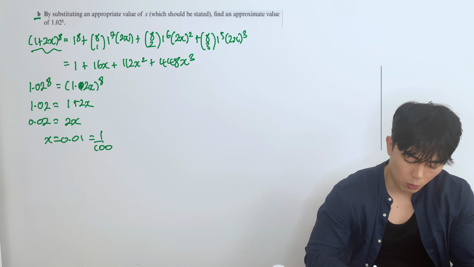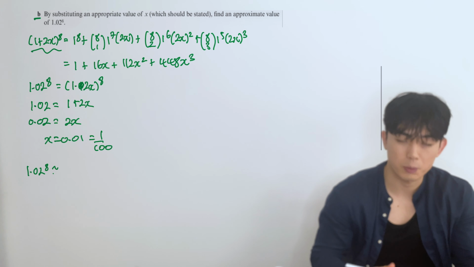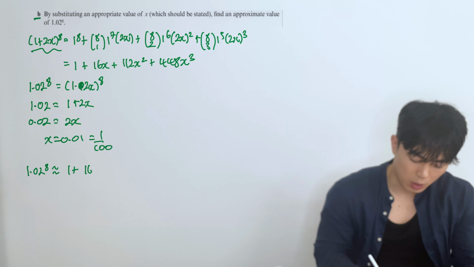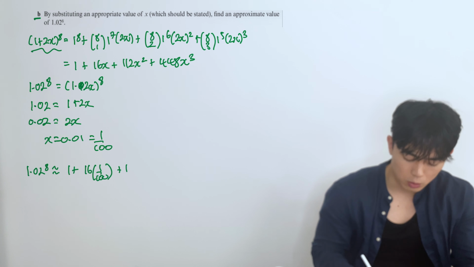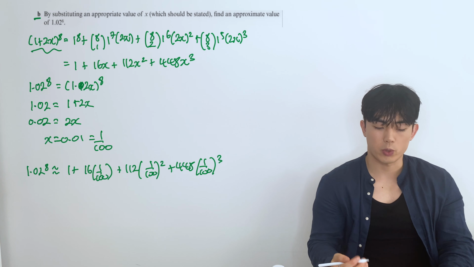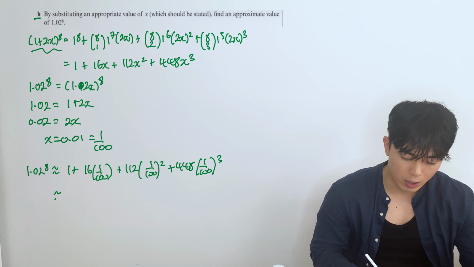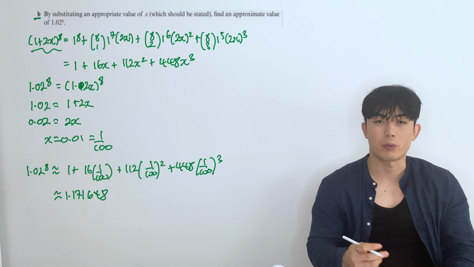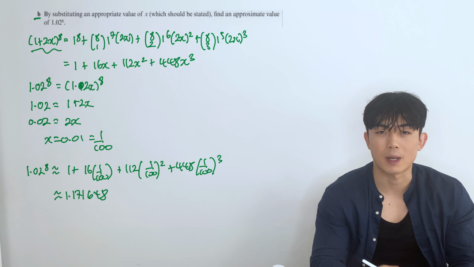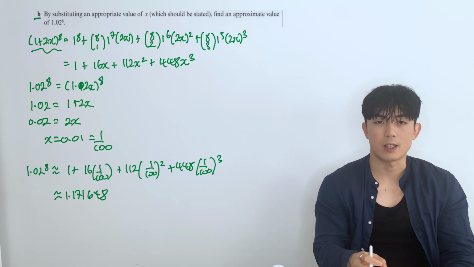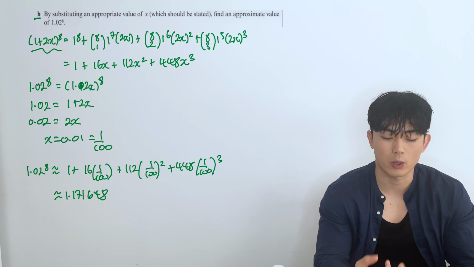So I can say that 1.02 to the power of 8 is approximately, it's not going to be the exact value, right? Because when you look at the first four terms, 1 plus 16 times 1 over 100 plus 112 times 1 over 100 squared plus 448 times 1 over 100 cubed. This is our approximation which we plug into the calculator, and you'll get roughly 1.171648. Okay, so this is the approximation we get for 1.02 to the power of 8. So as long as you state your x very clearly, equate them together and plug them in clearly, then you can get the approximation quite quickly.